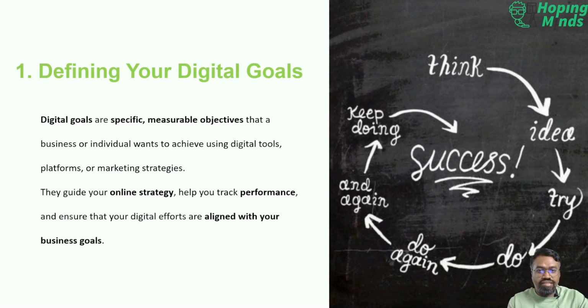First and foremost is defining your digital goals. With an online presence, how do you manage a brand? How do you manage your audiences? How do you target your audiences? And then you can come up with some kind of conversions. Digital goals are specific, measurable objectives that a business or individual wants to achieve using digital tools, platforms, or marketing strategies, right? They'll guide your online strategy, help you track performance, and ensure that your digital efforts are aligned with your business goals.